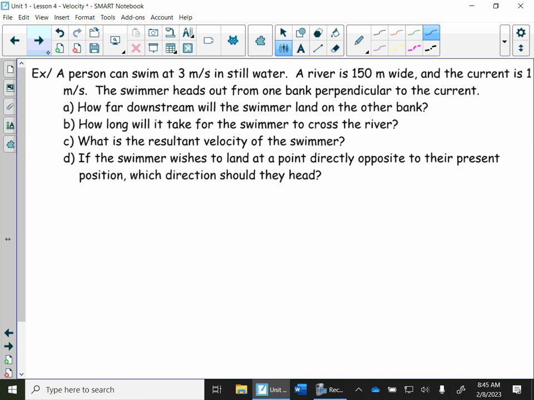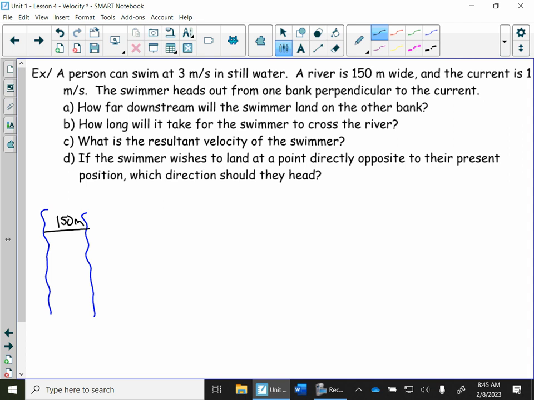All right, so let's take a read here. A person can swim at 3 meters per second in still water. A river is 150 meters wide, and the current is 1 meter per second. The swimmer heads out from one bank perpendicular to the current. So let's draw that. We got ourselves a river. Here's my river. We know it is 150 meters wide. So straight across is 150 meters.